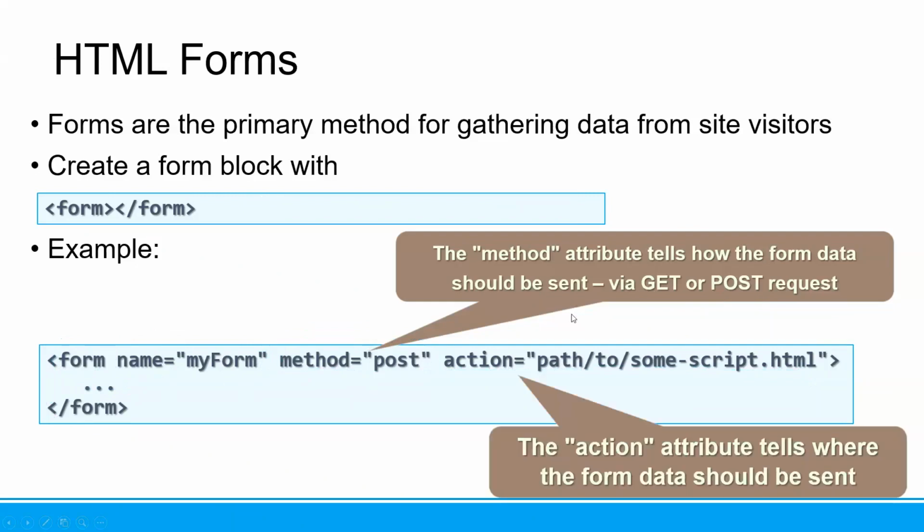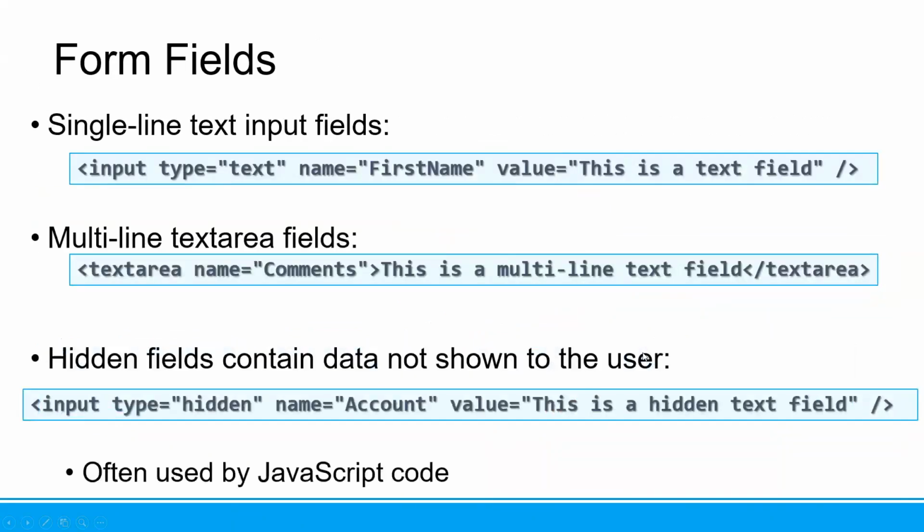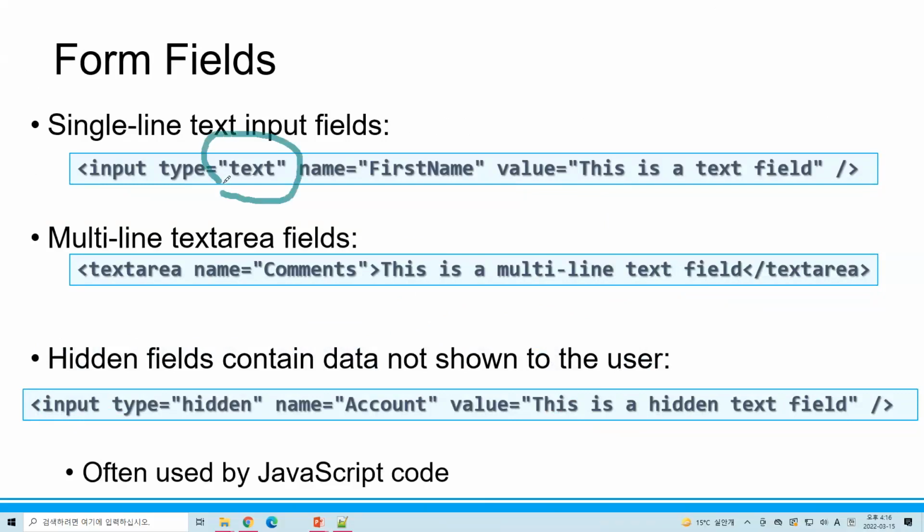The action is an attribute to tell where the form data should be sent. So there are several kinds of form fields, especially when we want to get the user input. The first is text. It is a single line text. So if you need to enter your name, because it is text, the type is text. It is a string, or it can also be a number.